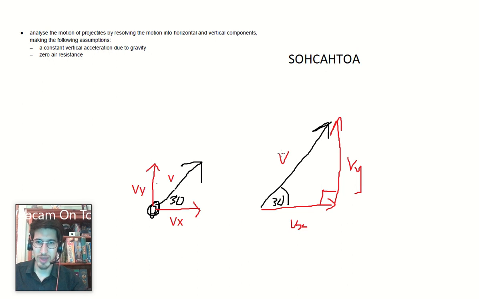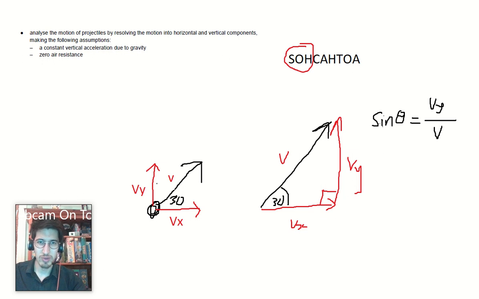Well, let's assume that we have the hypotenuse. Let's say that is 5 meters per second, so we can use sine. In that case, we have sine theta, sine 30, is equal to opposite over hypotenuse. Opposite the angle is vy. So here we have vy over hypotenuse, in this case v.